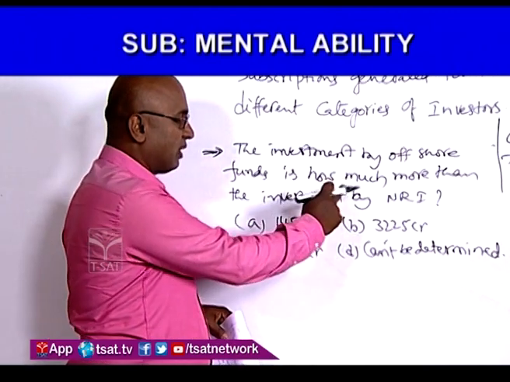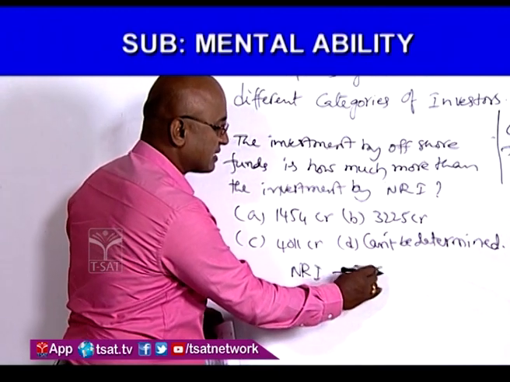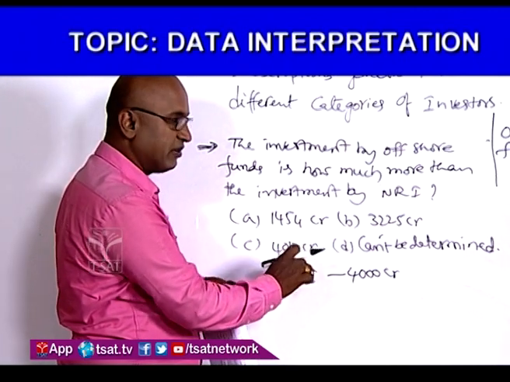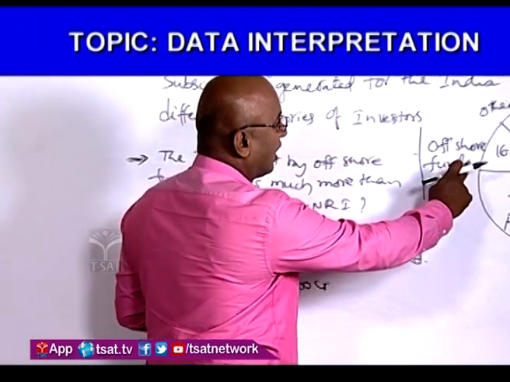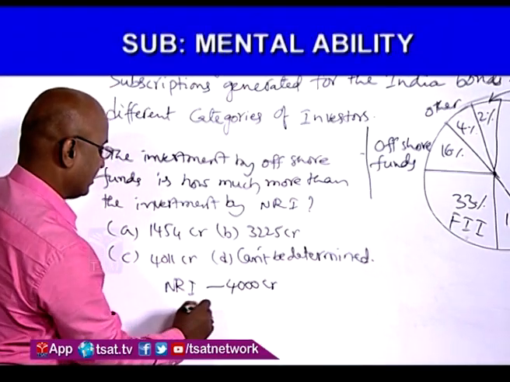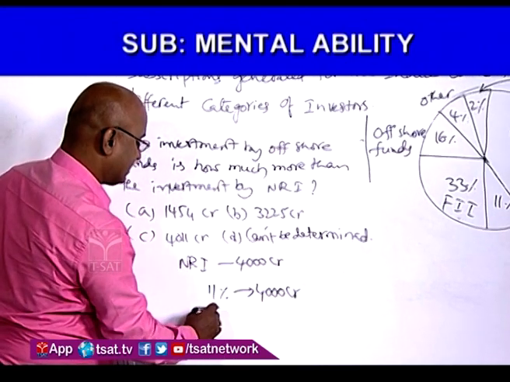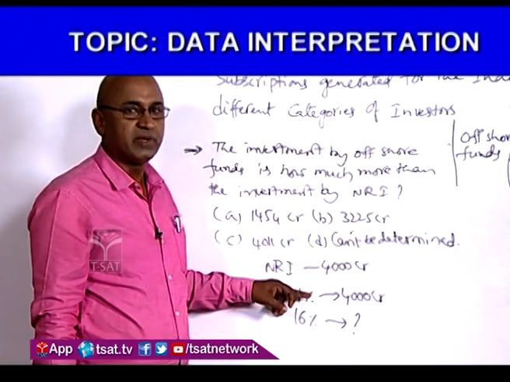In the previous problem, NRI's investment is given as 4,000 crores rupees. If we consider that 4,000 crores rupees, then the answer will be like this. What is the investment by offshore funds? Offshore funds is equal to 16%. So if 11% is equal to 4,000 crores, and 16% is how much? If you do the problem like this, it will give you the wrong answer.